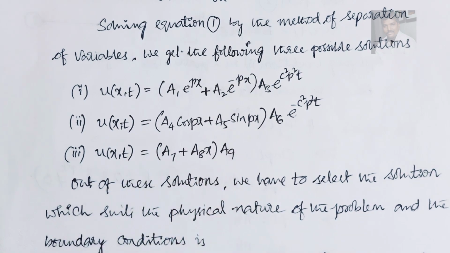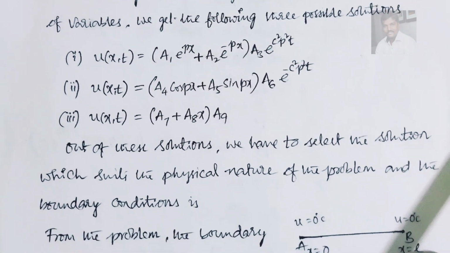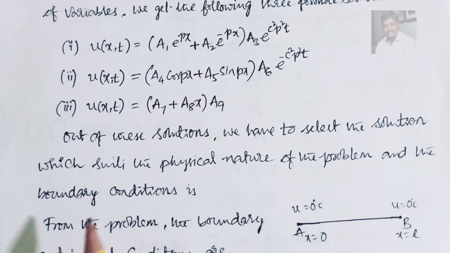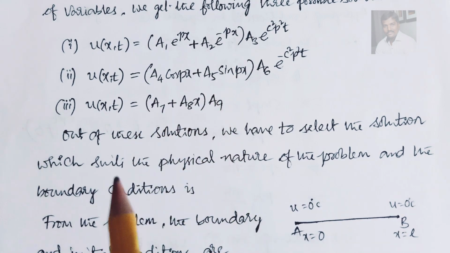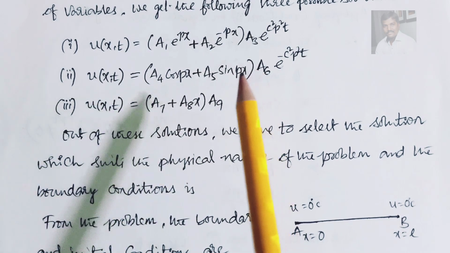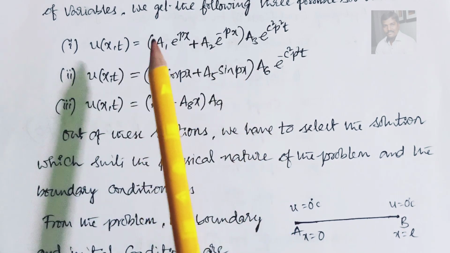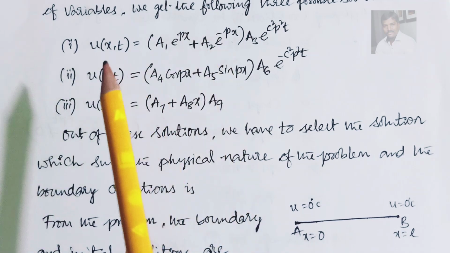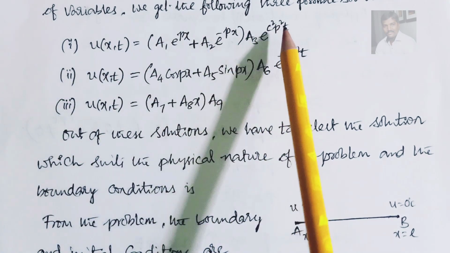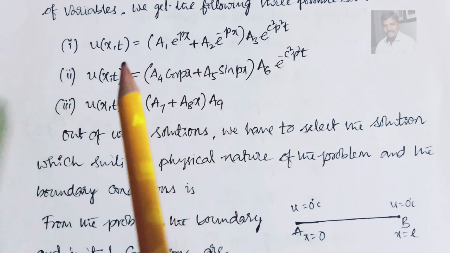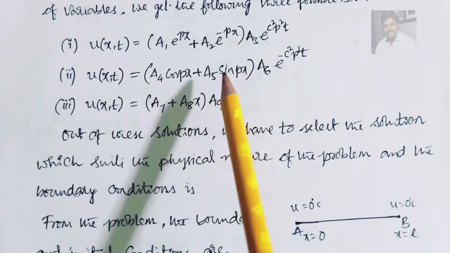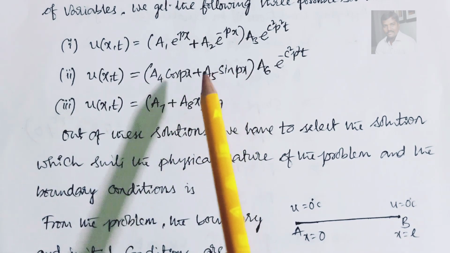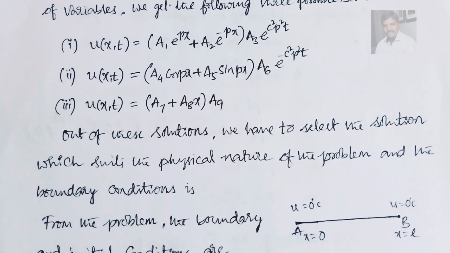Out of these three solutions, we have to select the solution which suits the physical nature of the problem and the boundary conditions. As the time increases, the temperature decreases, so the temperature and the time are inversely proportional. Which one shows this? The second one. So the second one is the most possible solution for this heat equation. It satisfies the boundary conditions and the initial conditions also.